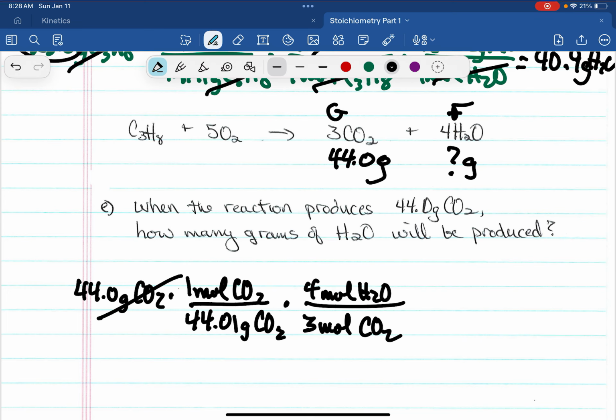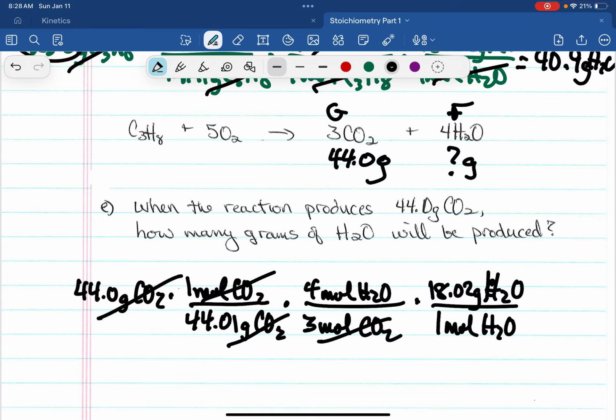All right, so grams of CO2 cancel, moles of CO2 cancel. Now I need to cancel my moles of H2O with molar mass. 18.02 grams H2O, sorry, that's a little funky, over 1 mole H2O. So 44 over 44 is about 1. So 4 over 3 times 18, or 3 goes into 72, it's going to be around 24. Should be around 24. Oh, it's right at 24.